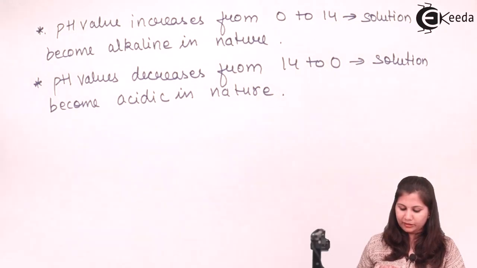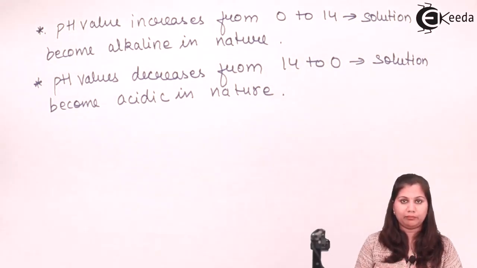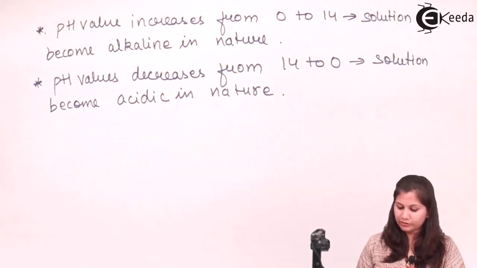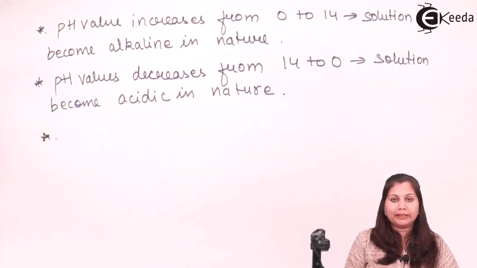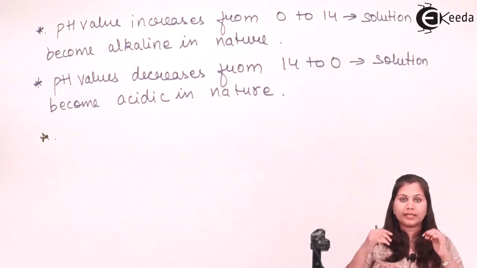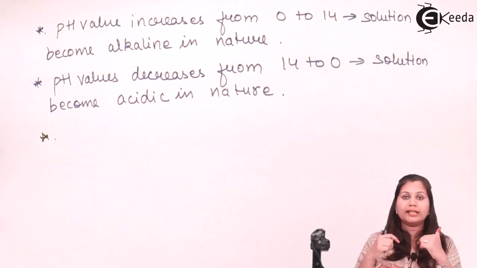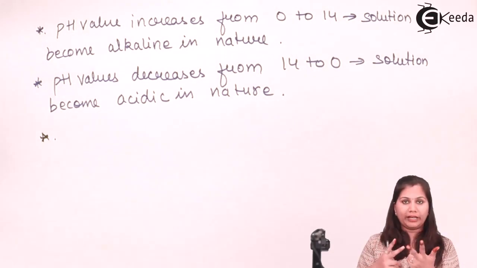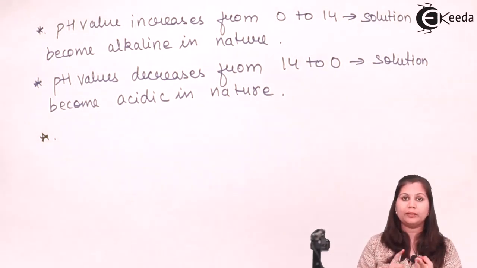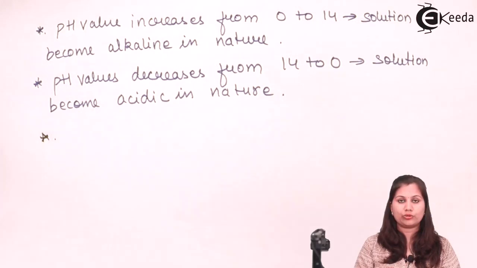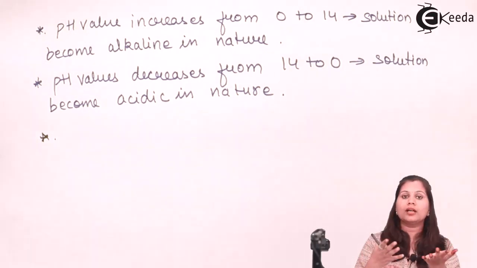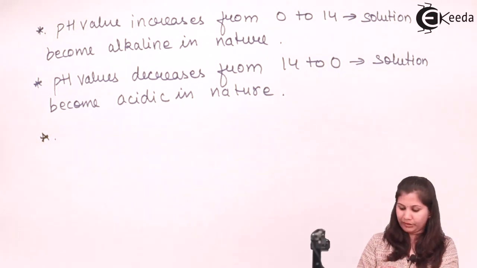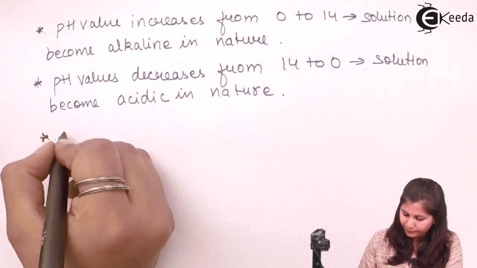Now there are various methods in which the pH can be measured by electrical methods. In that method, a pair of electrodes is immersed in the solution. This pair of electrodes means two electrodes are there. One electrode is called the measuring electrode and the other electrode is called the reference electrode. So with the help of this pair of electrodes, we can measure the pH of the solution. Let's see that method.